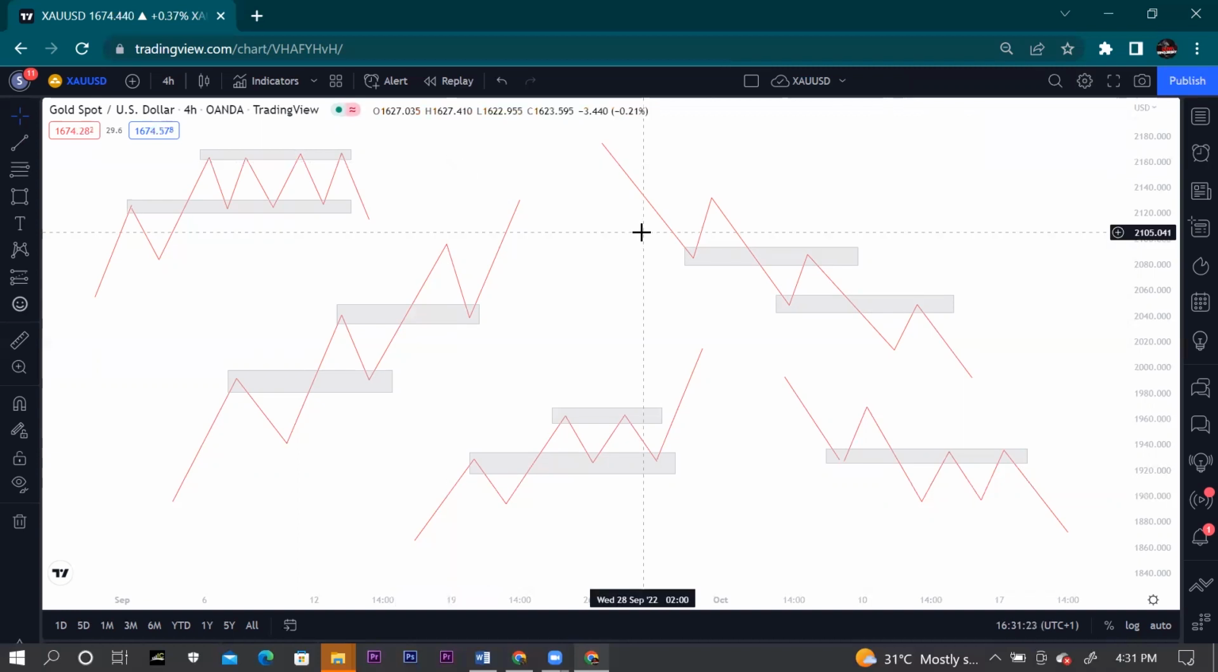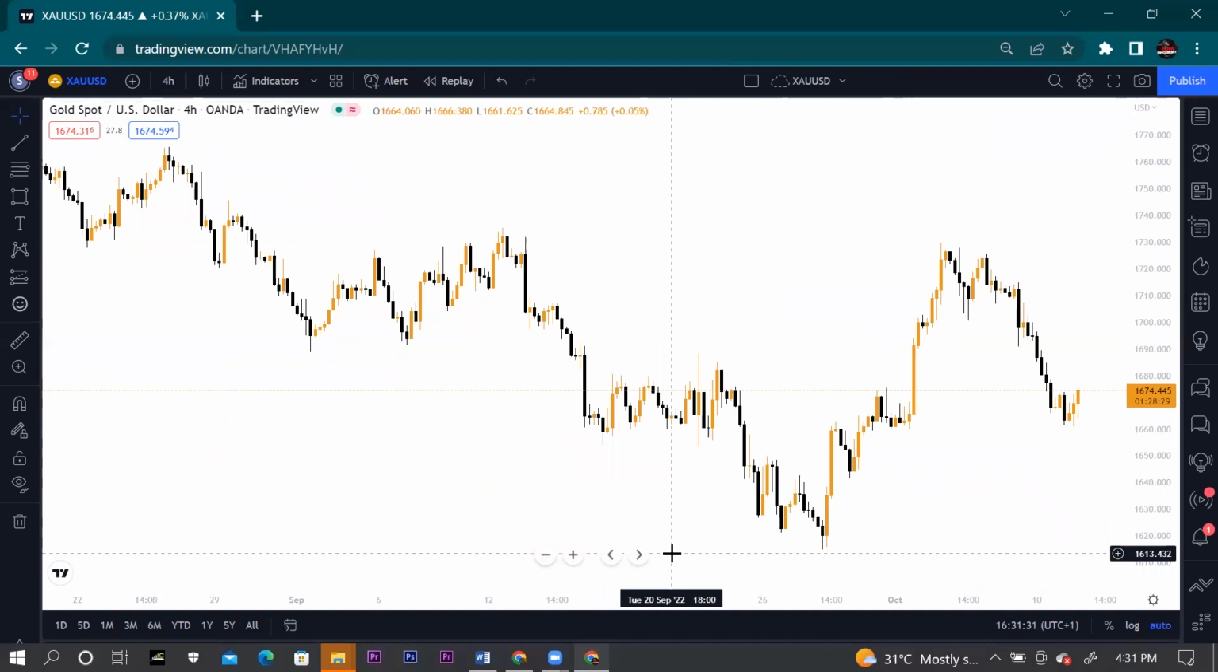Now, since it's a swing trading strategy, let's head straight to the chart, and I'll show you what it looks like on the main chart. Okay, so this is a 4-hour time frame. It's a swing strategy, as I said.